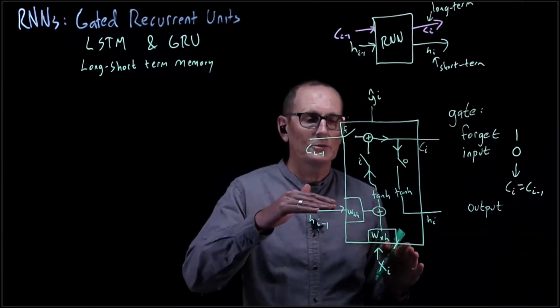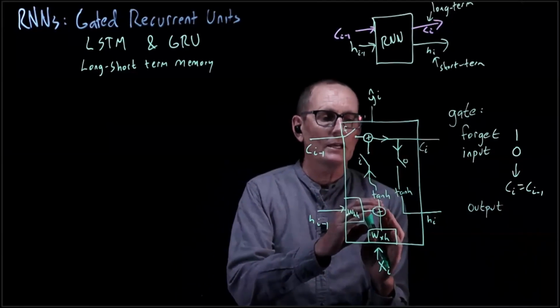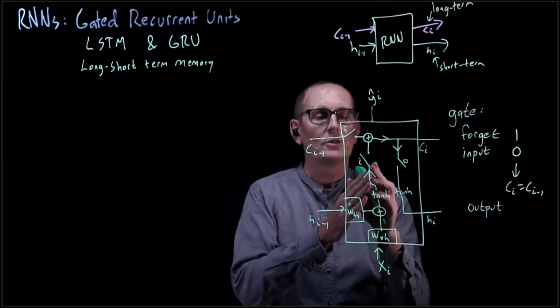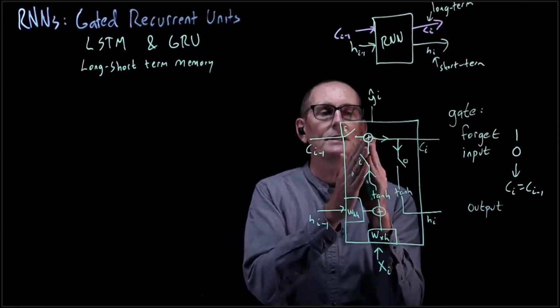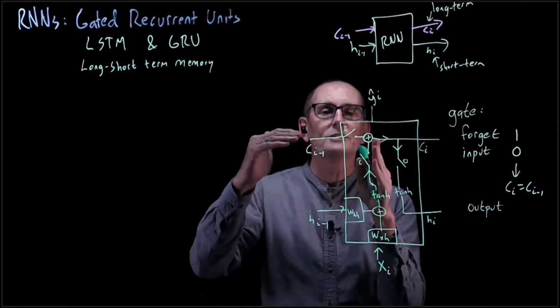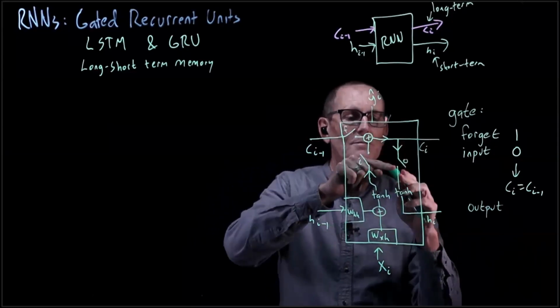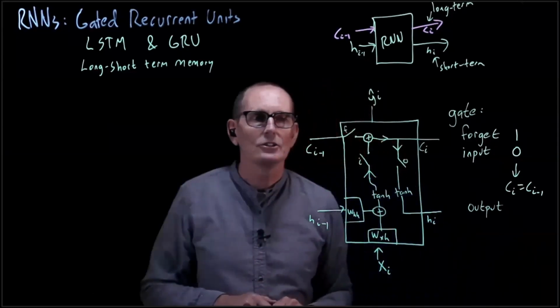So h sub i minus 1 comes in here, gets combined with x. We do our matrix multiply, we add our bias, we come through, and we may or may not go into C. The old C sub i may or may not come into the new C. And then the new C may or may not come into the H.